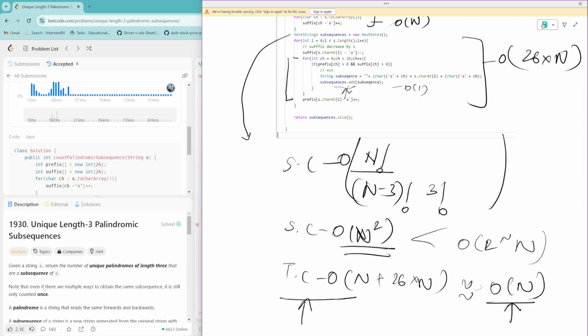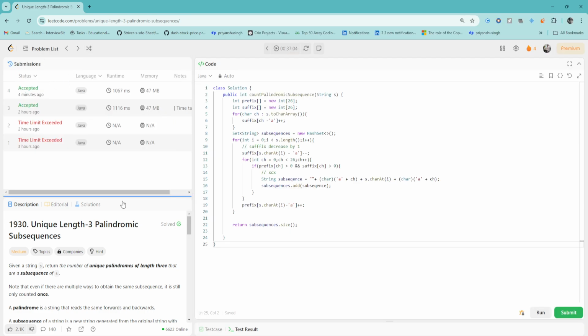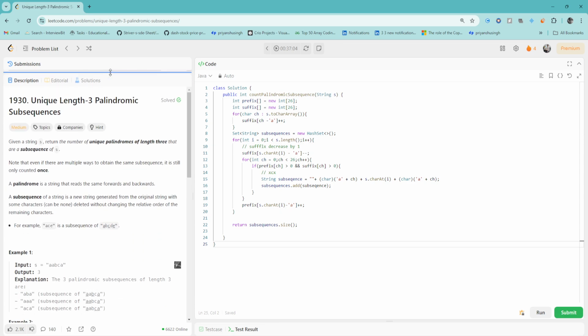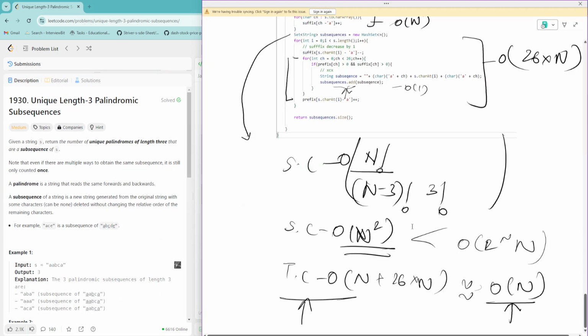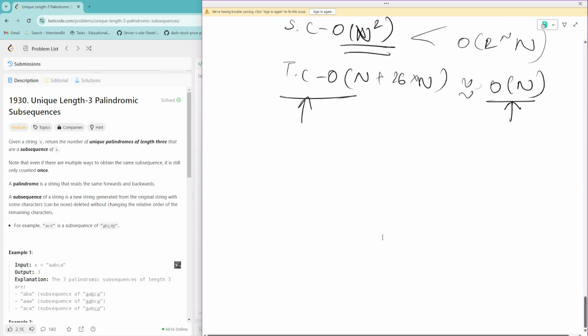So this was the solution to the problem. What's the problem name? Unique length 3 palindromic subsequence. I think it is a good problem based upon prefix and suffix. What you can do from your side is try to implement unique length 5 palindromic subsequence, because it will follow the same logic, but a slight change would make it unique length 5 palindromic subsequence.